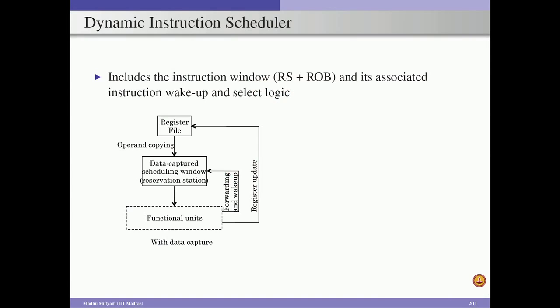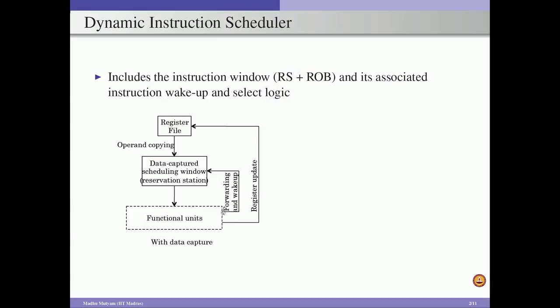So, this dynamic instruction scheduler can be designed in one of two ways. In the first design, which is called the instruction scheduler design with data capture, the functional units are here and the register file is here, and in between the register file and the functional units we have this reservation station. Here, whenever a functional unit finishes its execution, we forward the computed value to the reservation station and also to the register file.